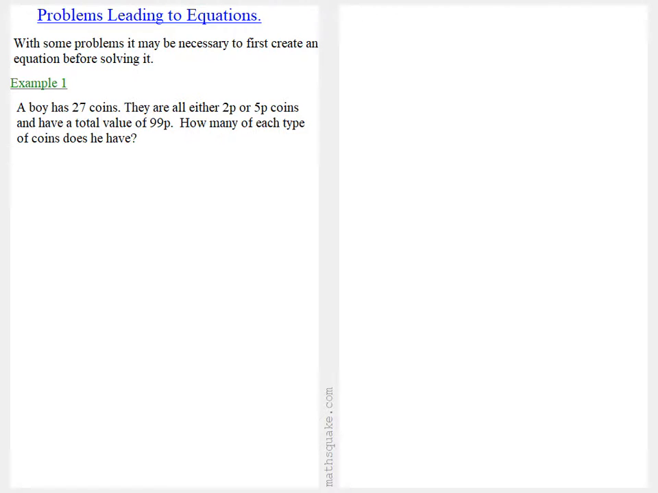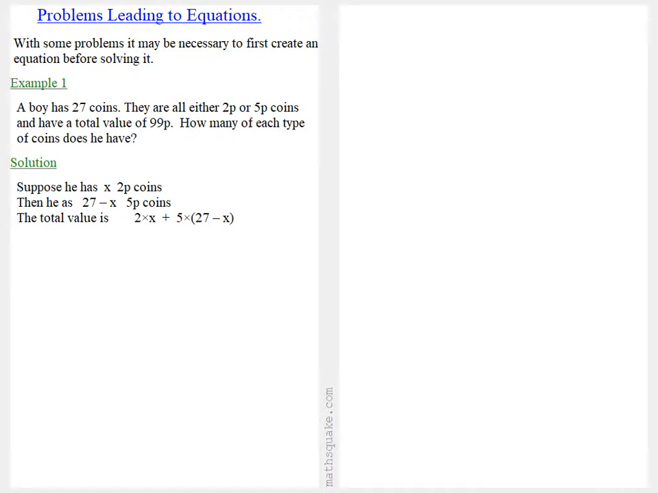They are all either 2p or 5p coins and have a total value of 99 pence. How many of each type of coin does he have? Well, to solve this, suppose he has x 2p coins. Now he's got 27 coins in all, which means he has 27 minus x 5p coins.